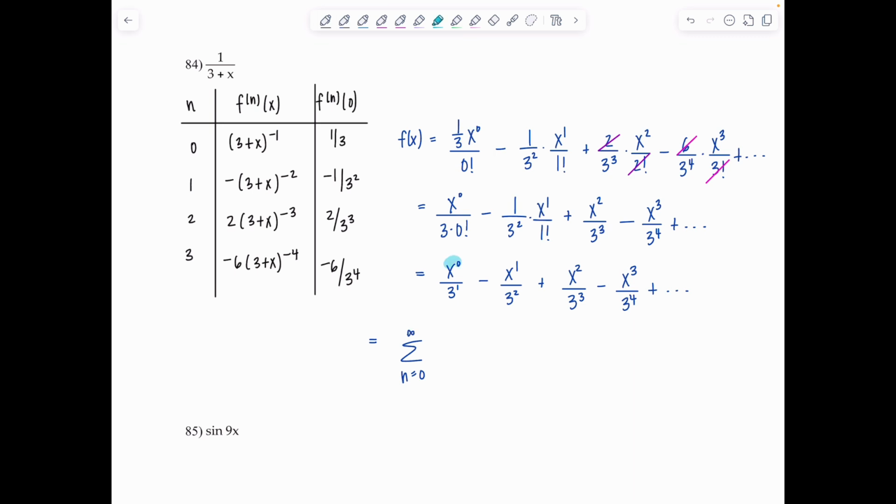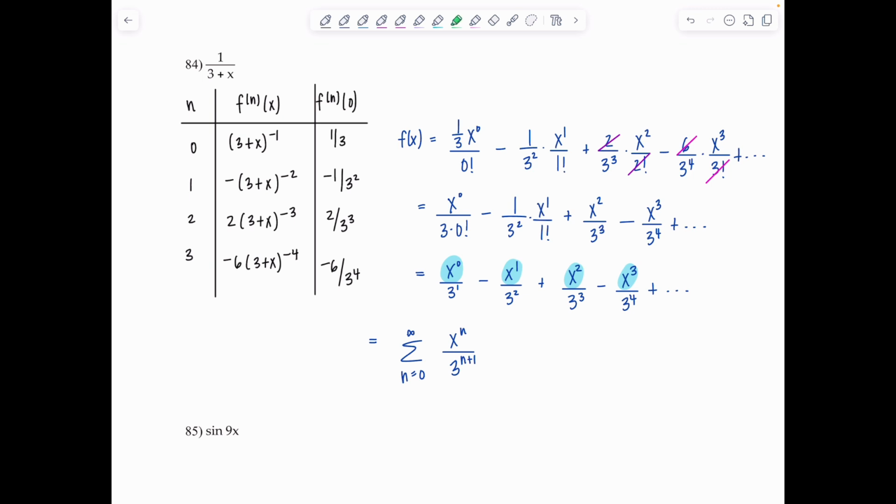Let's start with the most obvious part. We have x to the n in the numerator over 3. Notice on n equals 0, 3 is raised to the first. On n equals 1, 3 is squared. So 3 is raised to the n plus 1.